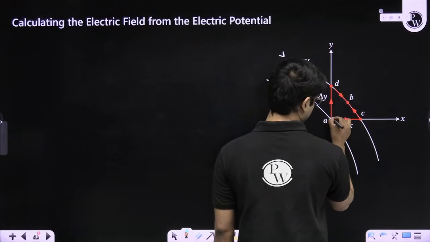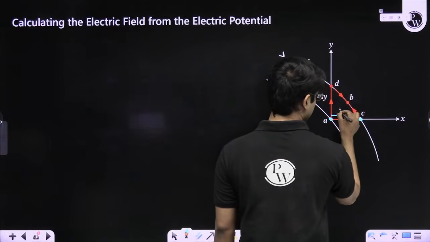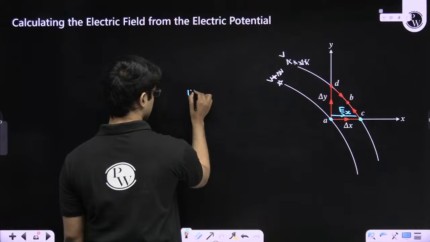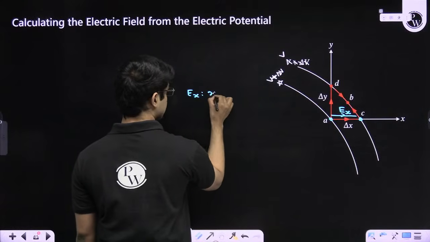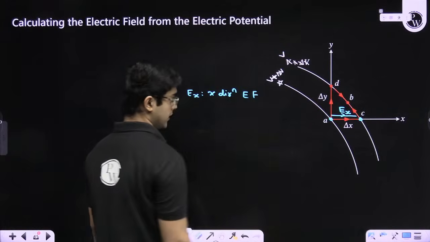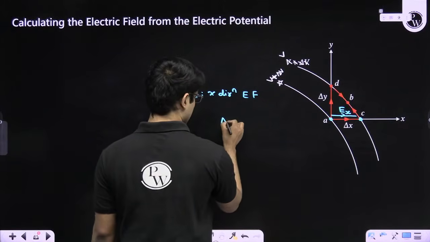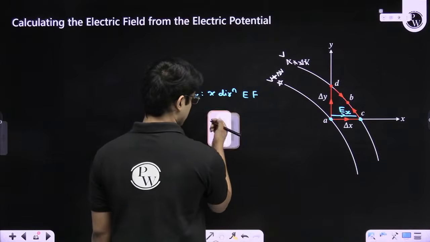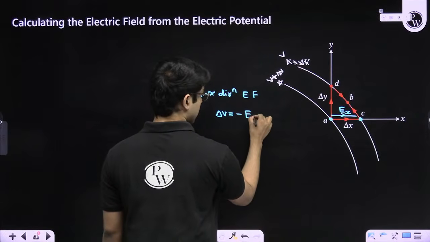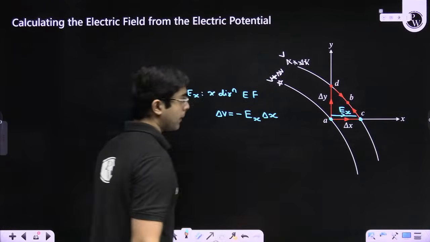We are walking from point A to point C in this direction, and in this direction the field is Ex. What is Ex? X direction electric field. Okay, so now use that formula. Delta V, or dV, you can write it as minus Ex into delta x. Ex into delta x. You can write it like this.